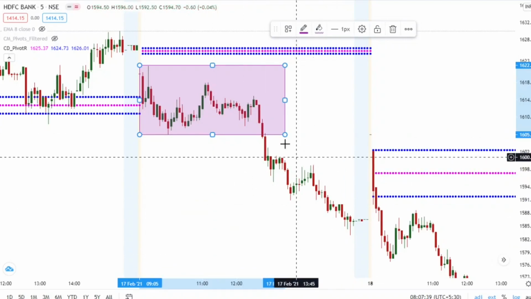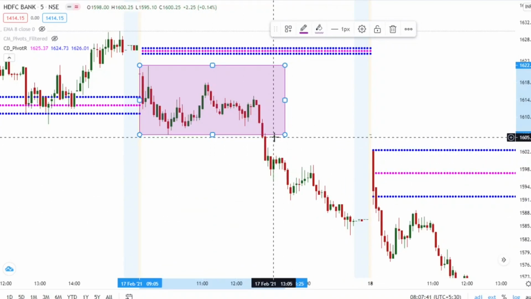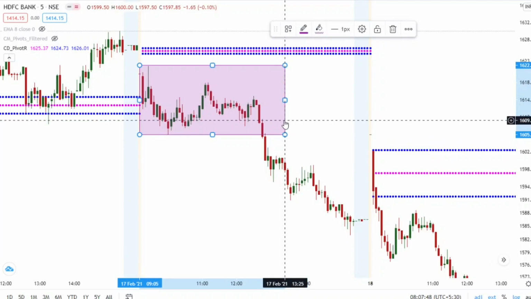Now you should know that you entered here somewhere around 1605. You entered here and you should keep your stop loss above this candle by keeping some buffer. This is the high of 1609, and you will keep a buffer of 1 to 2 points or 1 to 3 points depending upon the stock or index. If it is a 500 rupees stock, you can keep a buffer of 1 or 2 points. If it is a 2000 rupees stock, then you should keep a buffer of 2 to 3 points, above that level.